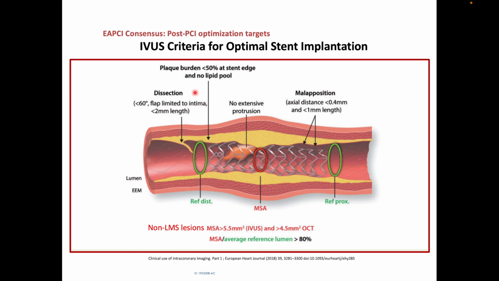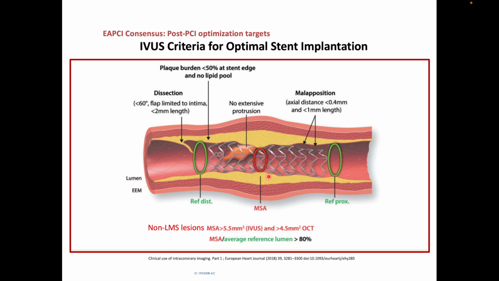Then the other thing is dissection. The dissection should be less than 60 degrees. The flap should be limited to the intima only, so no medial extension, and the flap should be less than 2 millimeter in length. Then what about the minimal stent area? For the non-left main stem lesions, the minimum stent area should be more than 5.5 mm² on the IVUS. And then you can also see the expansion of the stent.